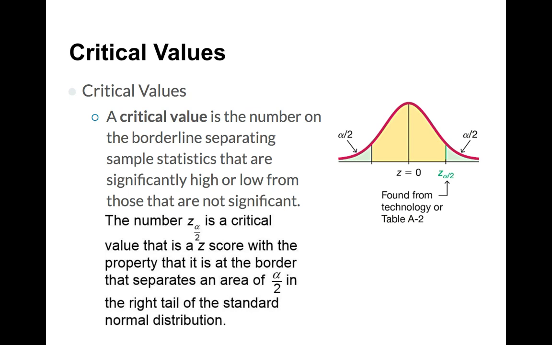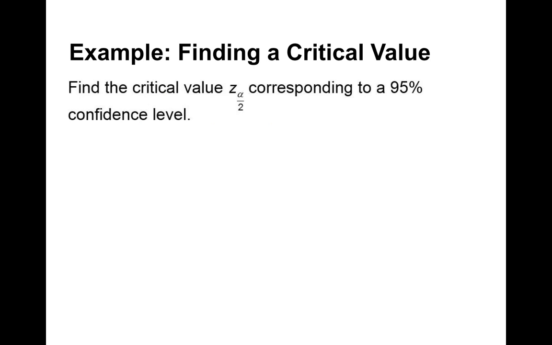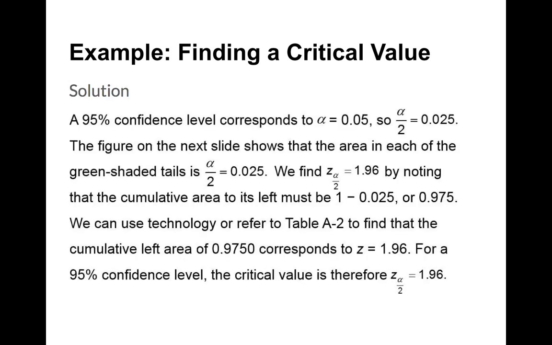Okay? So how do we find these? Let's find the critical value, z sub alpha over 2, corresponding to a 95% confidence level. It's really simple. We're going to use our calculator to do this. It's really not hard. The first thing we have to do is figure out our alpha, okay? And our alpha is 0.05. So if alpha is 0.05, that means alpha over 2 is simply 0.05 divided by 2, or 0.025, okay?